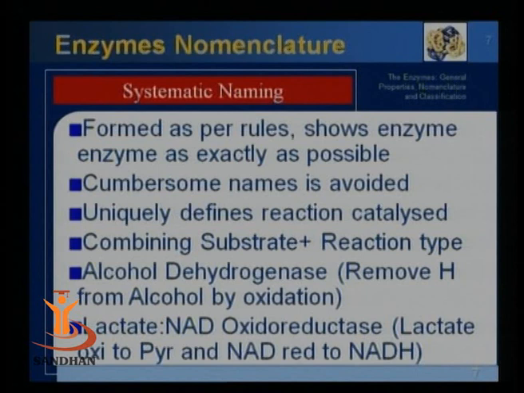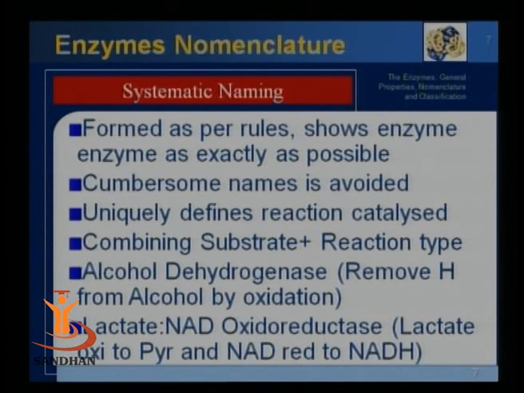You have to combine not only the substrate name with the suffix ase, but substrate name plus the type of reaction which is catalyzed. Take alcohol dehydrogenase. As the name indicates, we can understand that it will remove H from the alcohol by the process of oxidation. Alcohol is the substrate and dehydrogenation, the removal of H, is the reaction being catalyzed. So we have combined both, and the name of the enzyme is alcohol dehydrogenase.